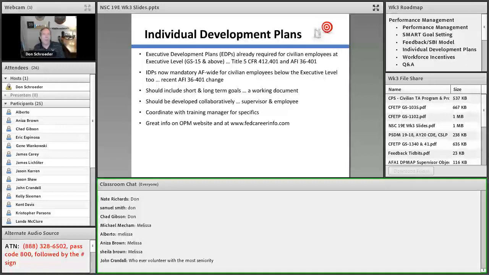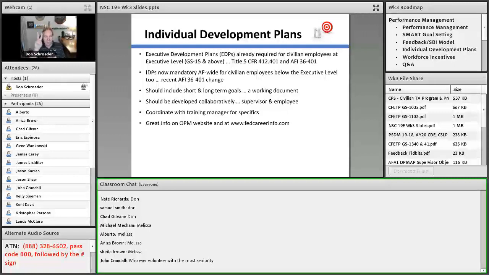So first bullet, there's a thing called EDP, Executive Development Plans. Now, these are already required for civilian employees that are at the executive level. Normally, this is GS 15 and above. Now, these are required by, you see right there, Title 5, CFR 412.401, and Air Force Instruction 36-401, right? Those have been required for the longest time. GS 15s and above, Executive Development Plans, EDPs.